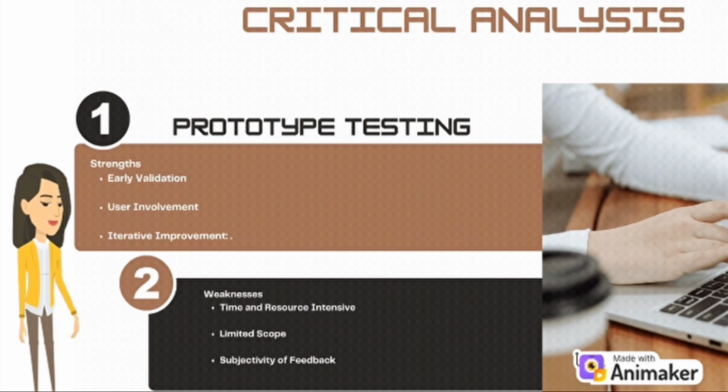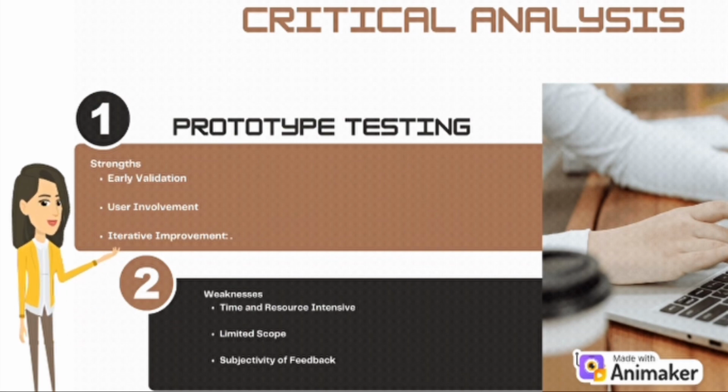The second strength of prototyping testing is user involvement. During prototype testing sessions with stakeholders from educational institutions, user feedback was actively incorporated into the design process. For instance, feedback on the ease of adding questions from a question bank or customizing exam sections helped create a user-centric exam portal that catered to the needs of examiners and educational institutions.